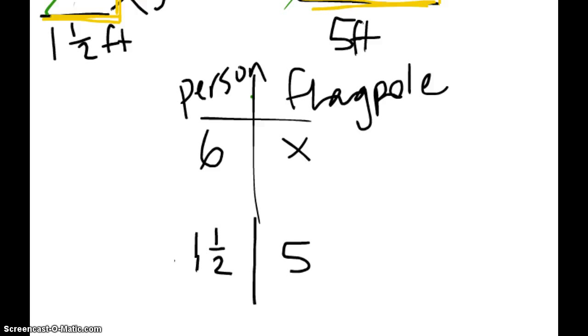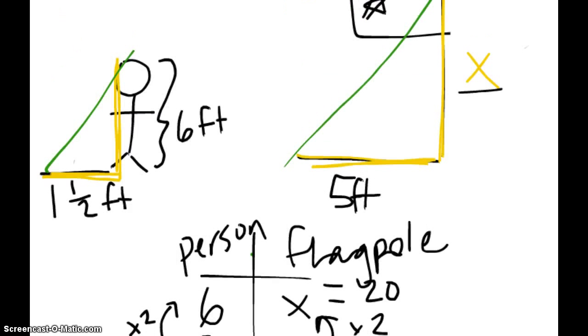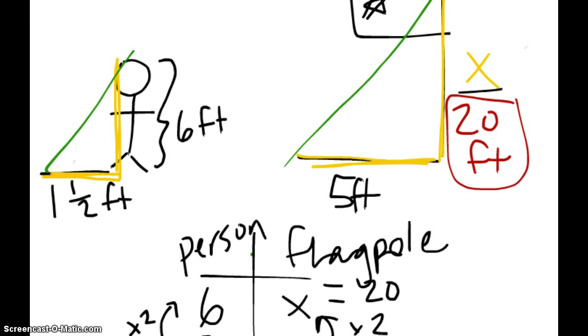So if I multiply, let's just start doubling, because sometimes that is helpful if you can't see a direct relationship. So 1.5, if we double it, that's 3. And then we can do the same thing. We can double 3 to get 6. So 5 times 2 is 10. And then times 2 again is 20 feet. So the height of the flagpole is 20 feet.